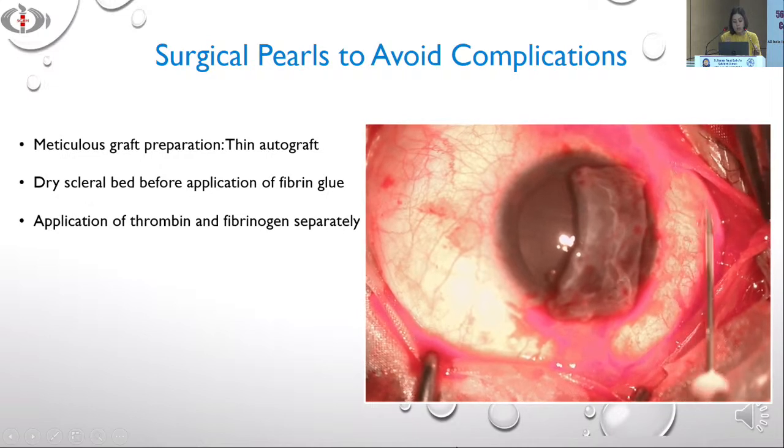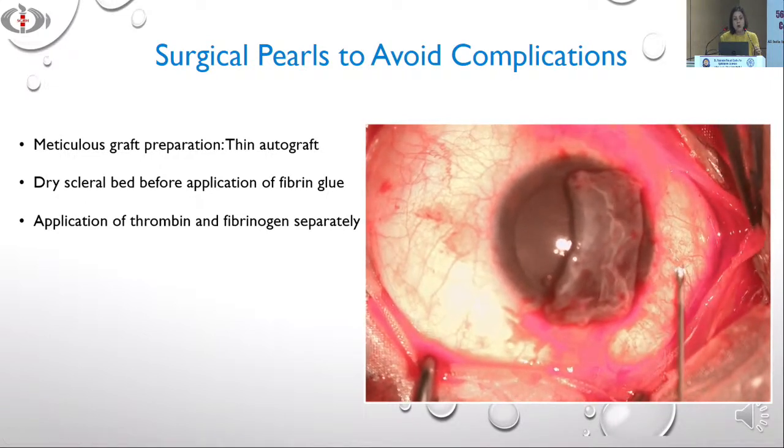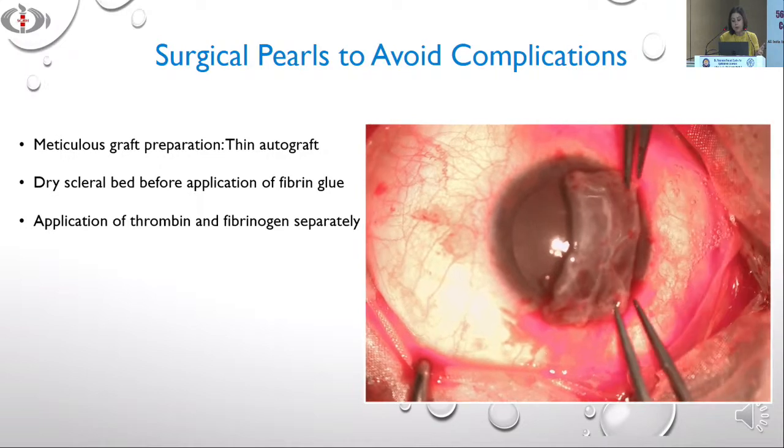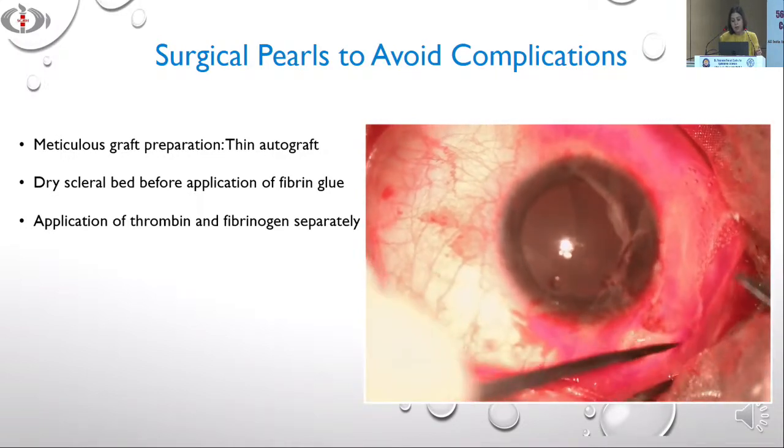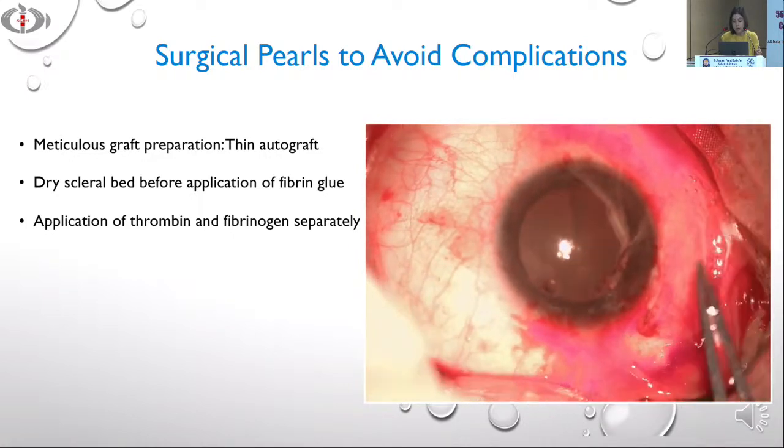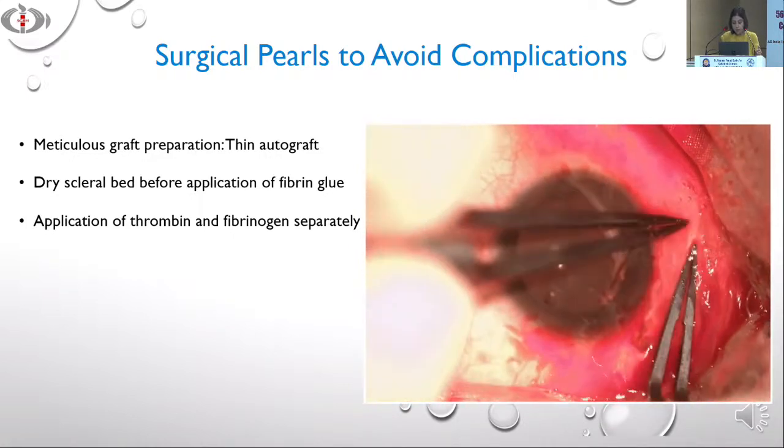It normally comes as a Duploject injector, but that usually causes a lot of clumping. So here I'm using two 1 ml syringes, on which a 26 gauge needle is mounted, which again gives us a very thin layer, and then ironing out the graft once we have secured it in position.